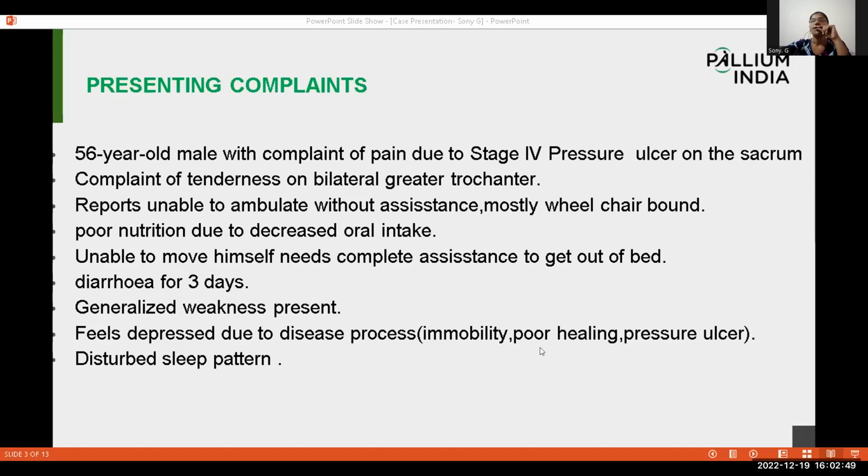Presenting complaints: 56-year-old male with complaint of pain due to stage 4 pressure ulcer on the sacrum, tenderness on bilateral greater trochanter, unable to ambulate without assistance, mostly wheelchair bound, poor nutrition due to decreased oral intake, unable to move himself, needs complete assistance to get out of the bed, diarrhea for 3 days, generalized weakness present, feels depressed due to disease process, immobility, poor healing, pressure ulcer, also disturbed sleep pattern.